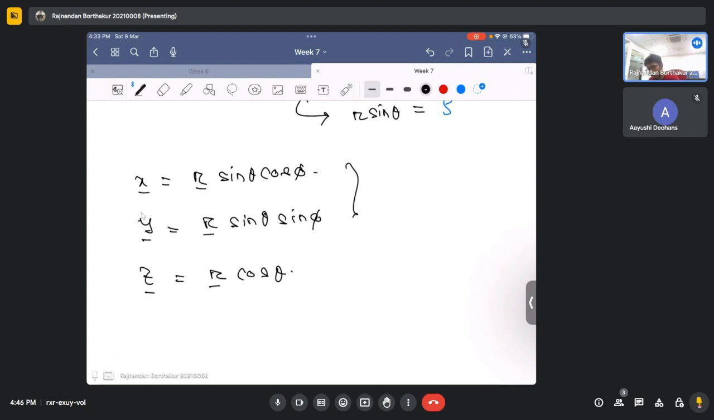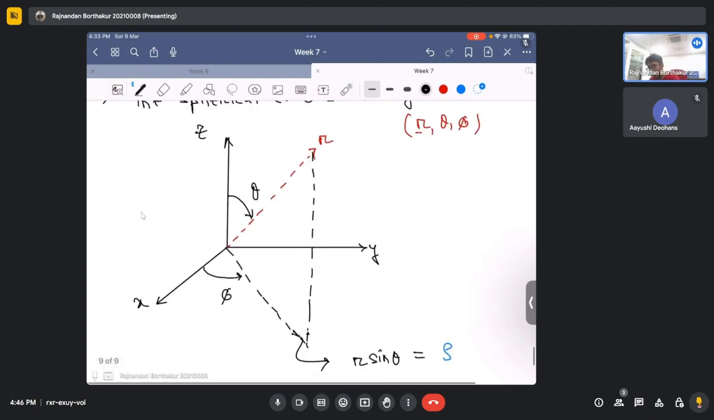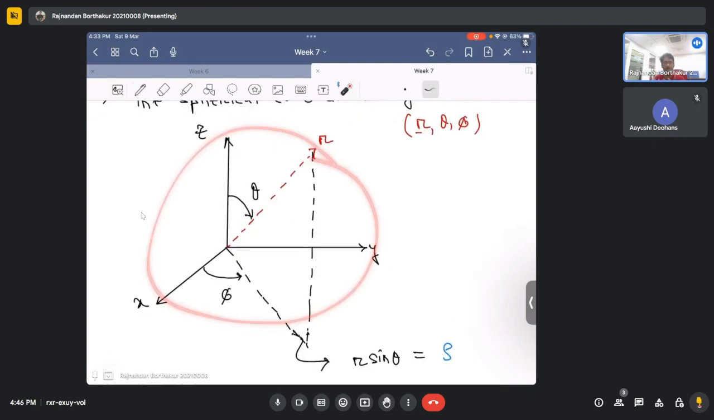So this is nothing but your Cartesian to spherical conversion, I would say. Similarly, from this picture only you can derive all the conversions. You can have a Cartesian to cylindrical conversion, that you all know. You can have a cylindrical to spherical conversion, and so on and so forth.